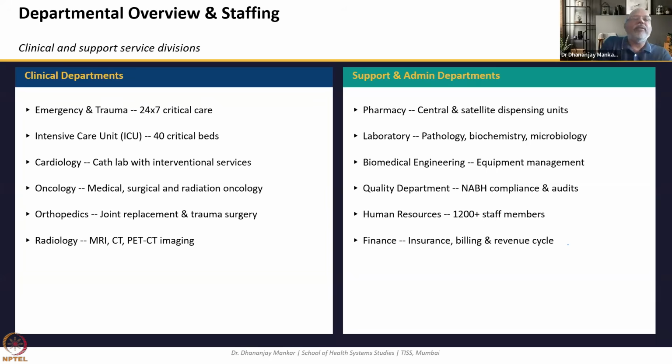In addition, every hospital requires support and utility services. This hospital has them too, primarily CSSD and the like. Pharmacy, with a central and satellite dispensing unit, is a major service division and is highlighted in this case. Laboratory services and biomedical engineering also cater to the support and utility requirements.